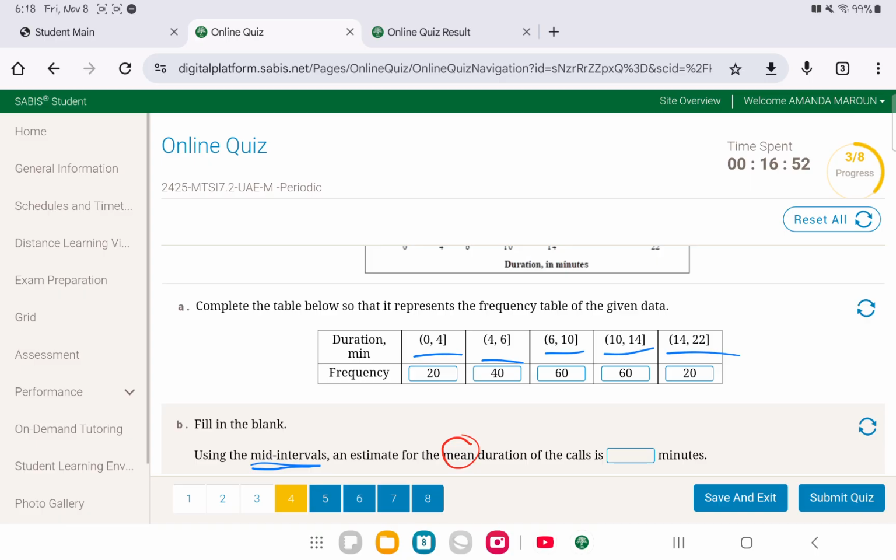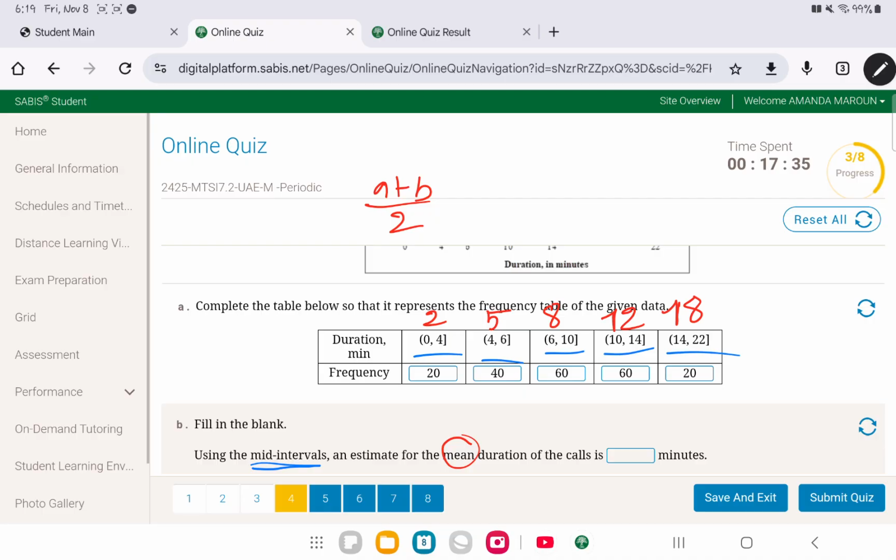So they said, find the mid-interval. Very simply, to find the mid-interval, you do a plus b divided by 2. So 0 plus 4 divided by 2 gives you 2. 4 plus 6 divided by 2 gives you 5. 6 plus 10 divided by 2 gives you 8. 10 plus 14 divided by 2 gives you 12. And then 14 plus 22 divided by 2 gives us 18. So now we found the mid-intervals. Now here we move to a really important step.